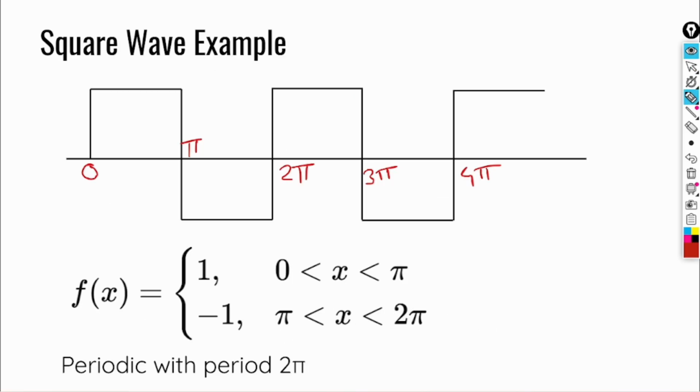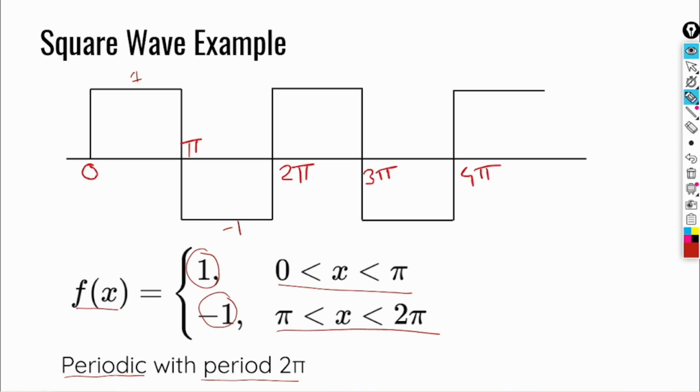So let us take the example of a square wave. The square wave is periodic and we consider the period of the square wave to be 2 pi. So after 2 pi, it repeats itself. Okay. The square wave function has positive 1 value when it is 0 to pi. When it is pi to 2 pi, the square wave function has negative 1 value.